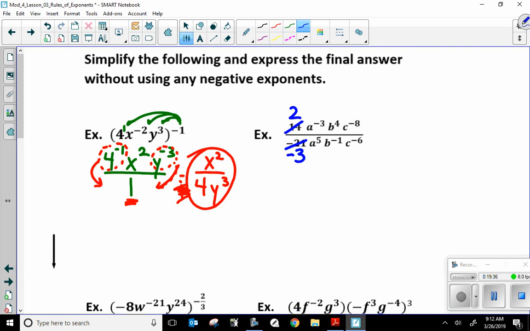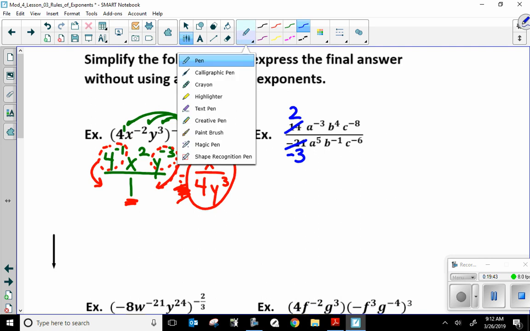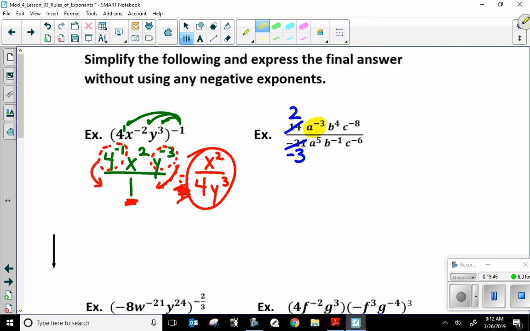Okay? So, what am I going to do? Before I cancel, let's flip everything that I need to flip. So I'm going to highlight everything that needs to flip. This negative 3 exponent should come down. Okay? This negative 1 exponent should pop up. And both these should flip. So I'm going to rewrite this. All right? I have 2. I have negative 3. My a to the 3 comes down. So I have a to the 5 times I have a to the 3.